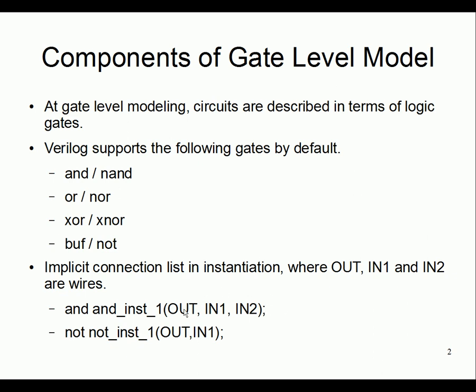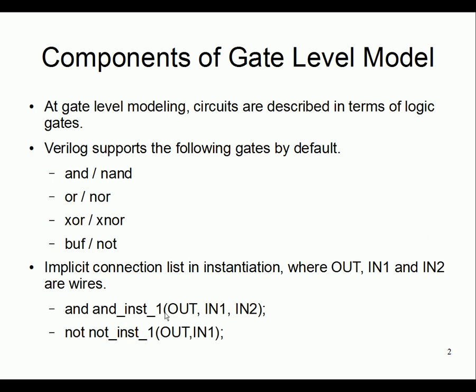Like if we say out and instance 3, out, in 1, in 2, in 3, in 4, in 5, in 6, then it will be a 6 input AND. So this is not a fixed length argument. This list can vary, and that means the gate size or input size of the gate can vary. So that's the one little thing you need to know about this.